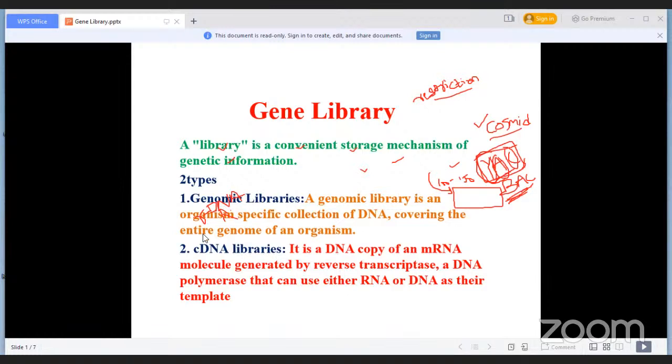Another type of gene library is the cDNA library. cDNA, as I already told you, is developed from the mRNA copy, the RNA copy. Actually, how is the mRNA prepared, how is the mRNA synthesized? Am I audible to you? Transcription, sir. Transcription. In transcription, what is the template strand used to prepare mRNA?